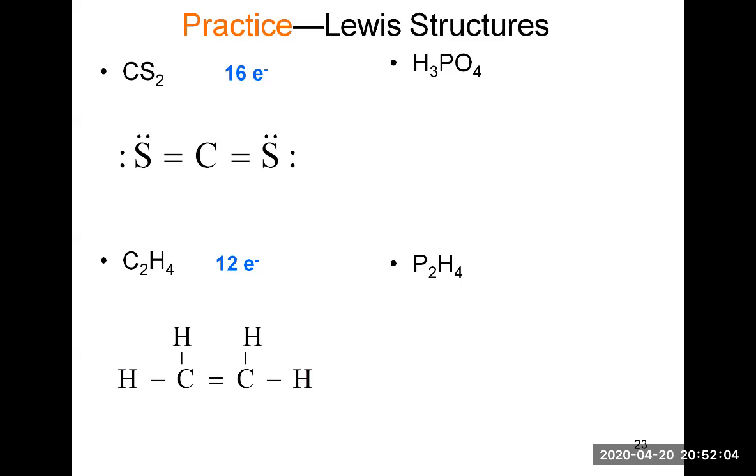Let's count the total number of valence electrons. Hydrogen, there are 3 of them. They each have 1 valence electron. So that's 3 from the hydrogens. Phosphorus in group 5A brings 5, so 3 plus 5 is 8. And oxygen, group 6A, brings 6 valence electrons each, times 4, that's 24. So 24 plus 8 is 32. So you would have 32 electrons in total in that structure.